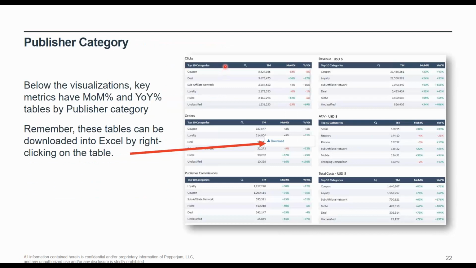At the bottom of the publisher category tab, you'll see that we have for each category this month, percent month over month, and then year over year percentages as well. And again, just a reminder that you can download the data behind each of these tables.